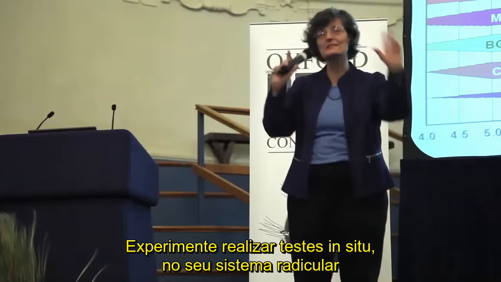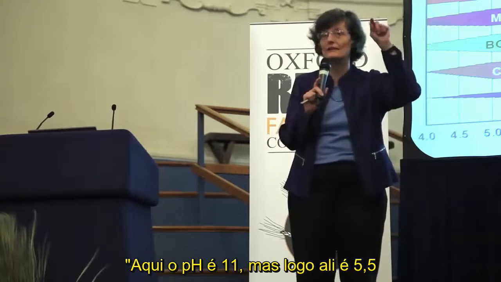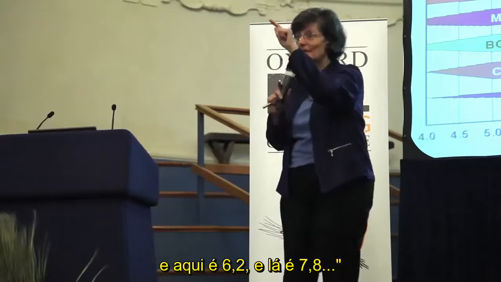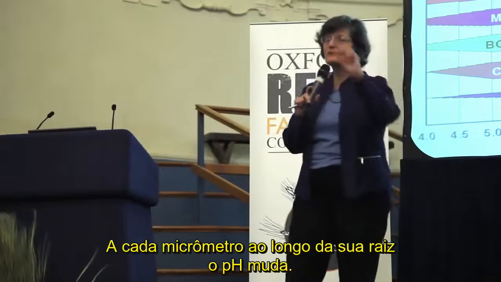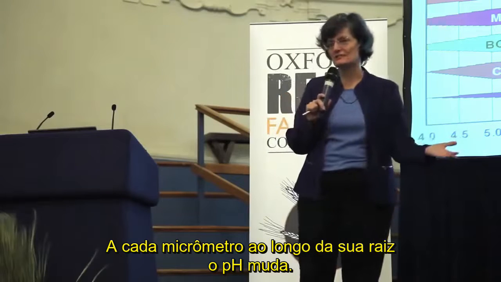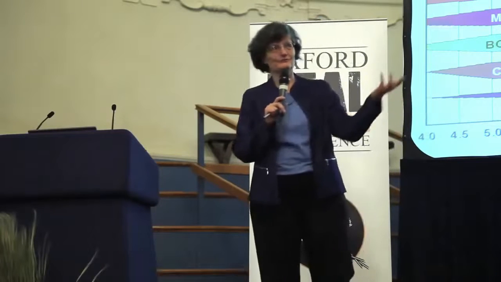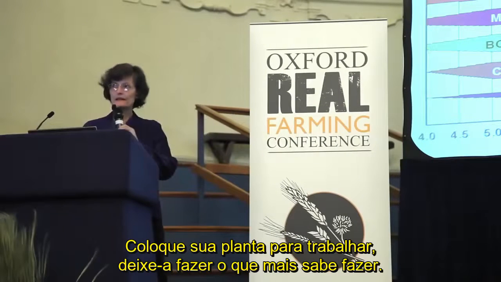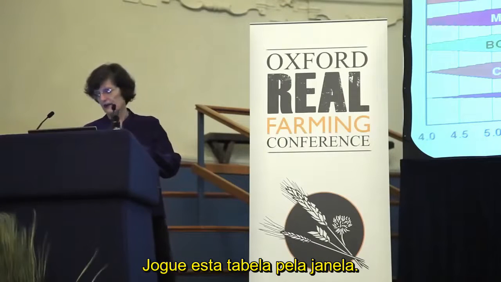Really? Go to your root system and do a little site testing. Over here in your root system, the pH is 11. But over here, it's 5.5, and here it's 6.2, and there it's 7.8, and over here it's 8.1, and over here it's 9.2, and every micrometer length of your root system, the pH changes. So what's the actual pH in your soil? Everything. It depends on what your plant requires. Put your plant back to work. Let it do what it's supposed to be doing. Throw this chart out the window.